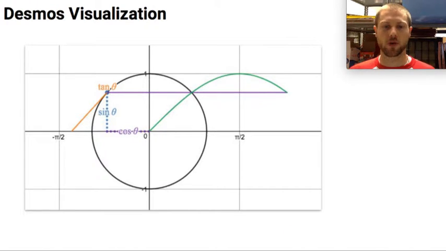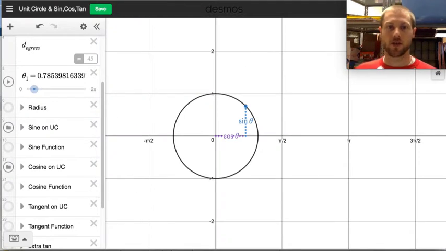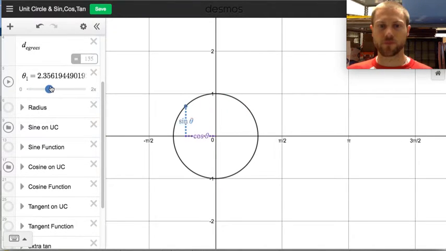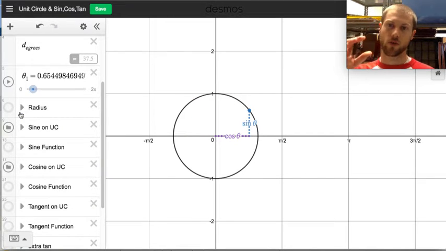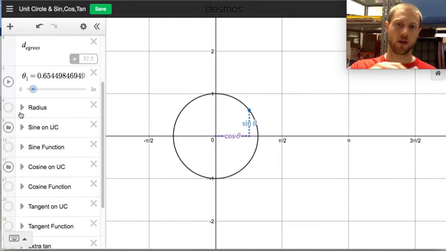Still getting a handle on what the tangent looks like, I've got a little Desmos visualization to grasp what's going on with the tangent function, since we can't actually see it on the unit circle. We know that the cosine of theta is the x value of my coordinate on the unit circle, and sine of theta is my y value. If I move this around, we can see how those values change. One thing I want you to think about is how large the ratio of the sine, or the y, over the x will become as I move this around.